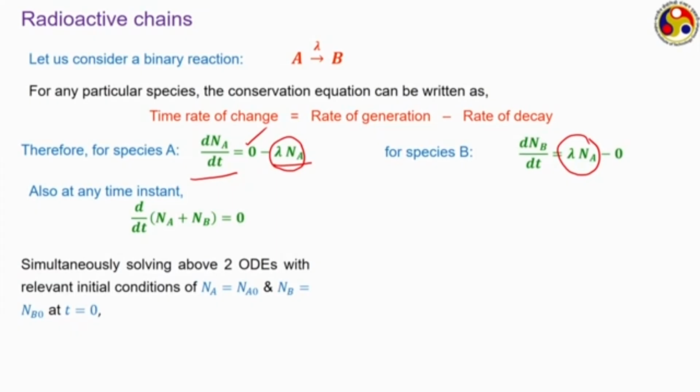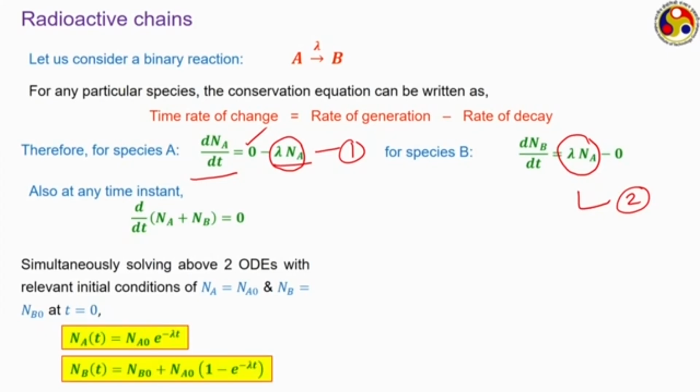Now, we have two ordinary differential equations. This is our equation number 1 and this is our equation number 2, and we need to solve them using two initial conditions. Here our condition is NA equal to NA0 and NB equal to NB0 at time t equal to 0. Putting that, and also taking into consideration the condition of d/dt of (NA plus NB) equal to 0, we get these as the final solution, where NA follows the exponential relationship as usual, whereas NB also has a modified kind of exponential form.